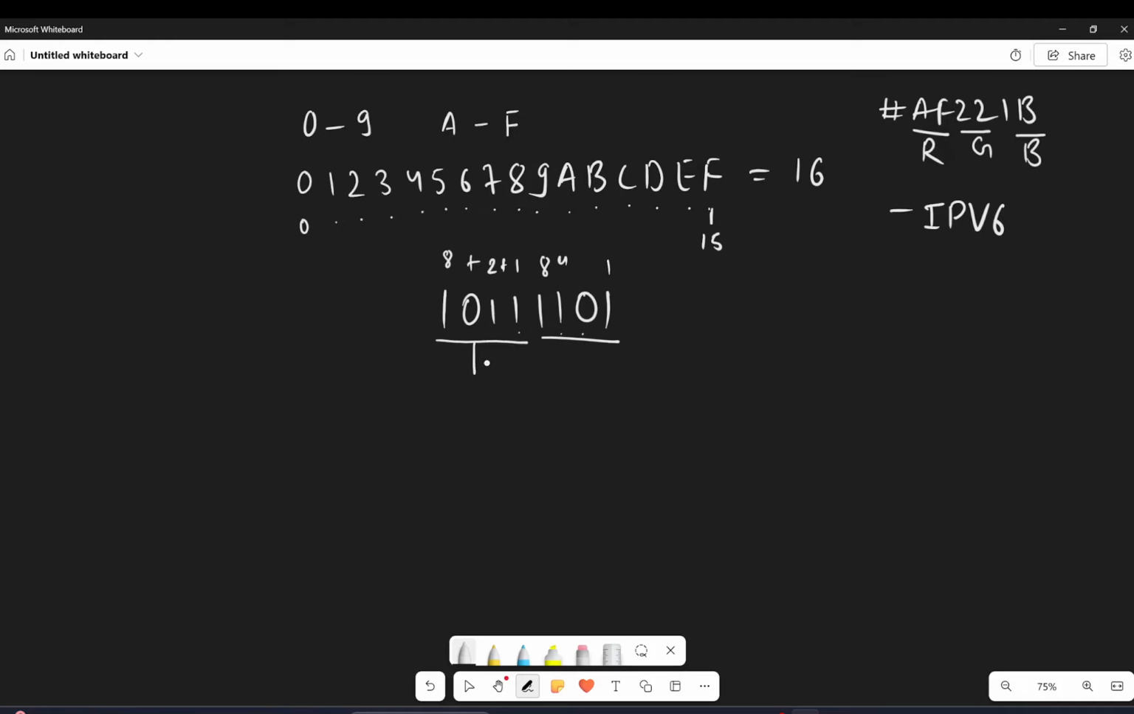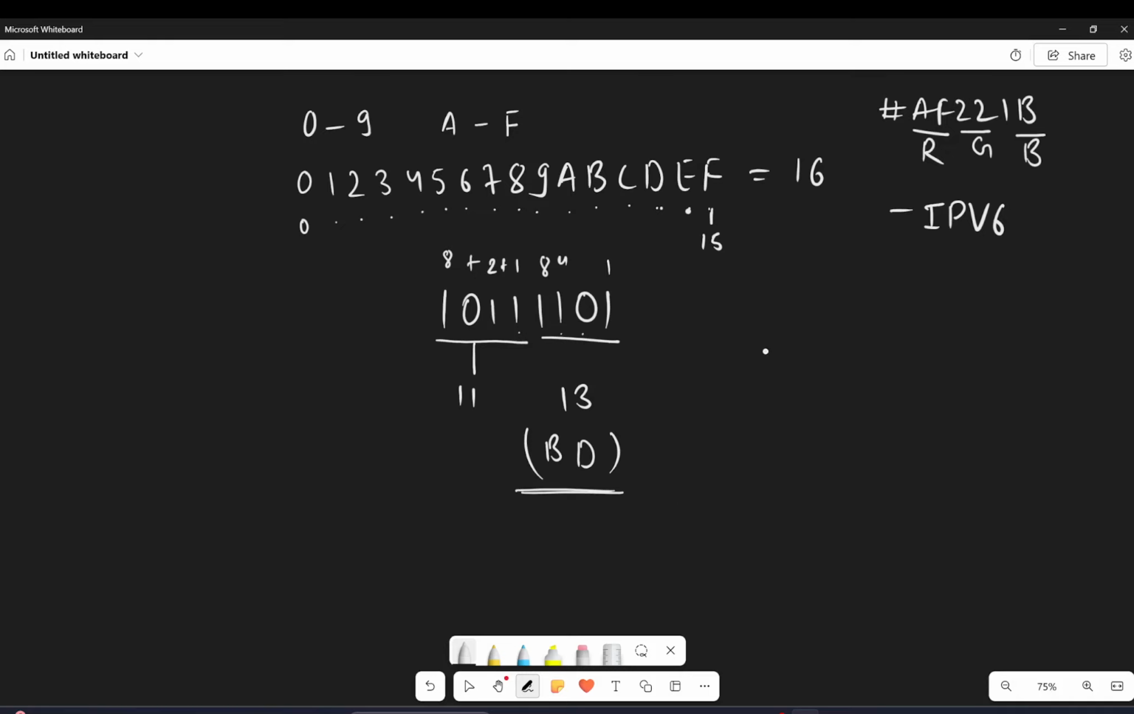8 plus 2 plus 1 is 11. 8 plus 4 plus 1 is 13. Now, what is 13? If this is 15, this is 14, this is 13. So 13 is D, and 11 is B. So BD is the hexadecimal equivalent of this byte.